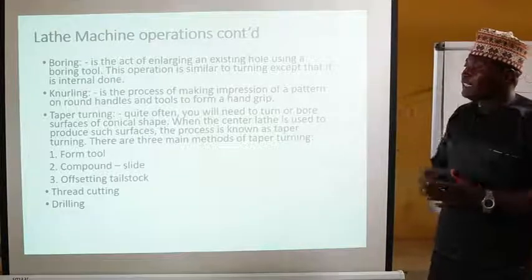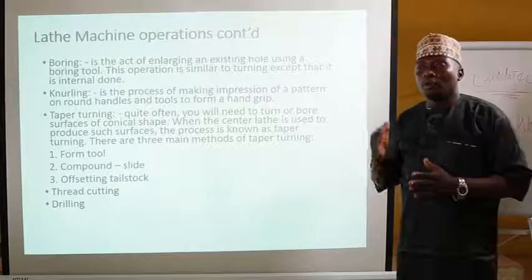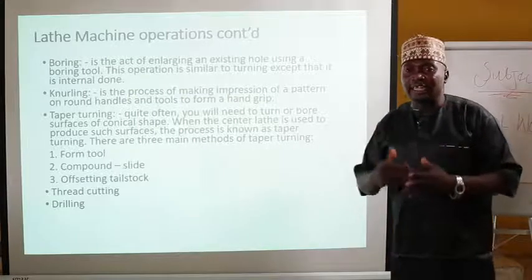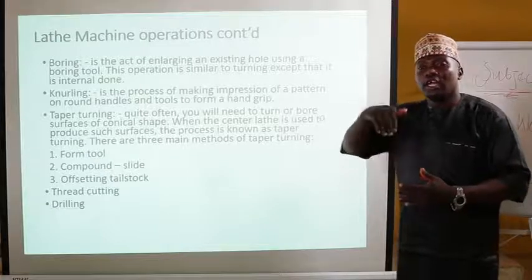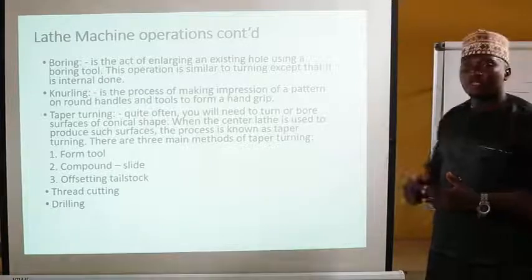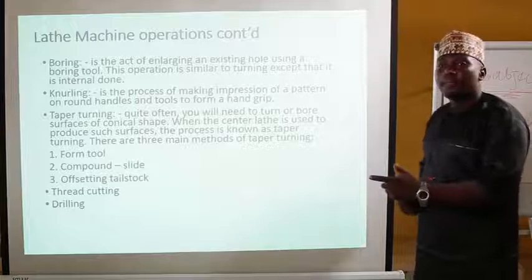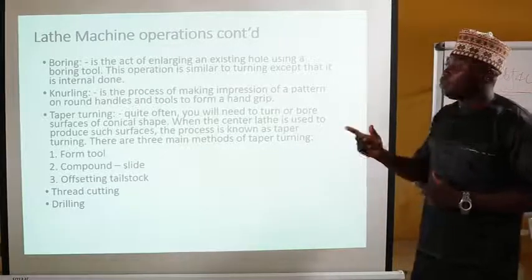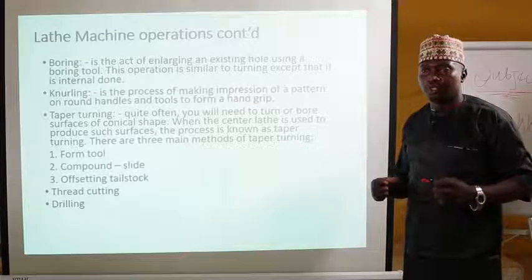Now, offsetting the compound slide will give you an angle. Once that angle is created, the cutting tool is also set at that angle because it is mounted on a tool post. So once the machine is switched on and is moving along the bed, it gives you taper turning. That is, a conical shape is produced.